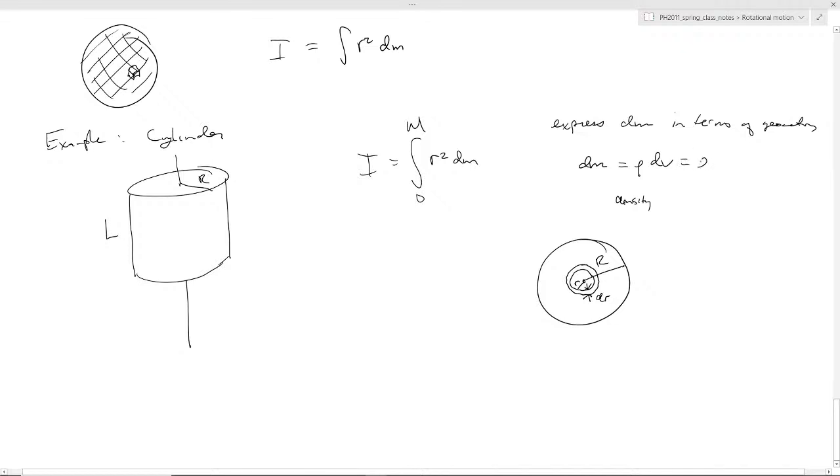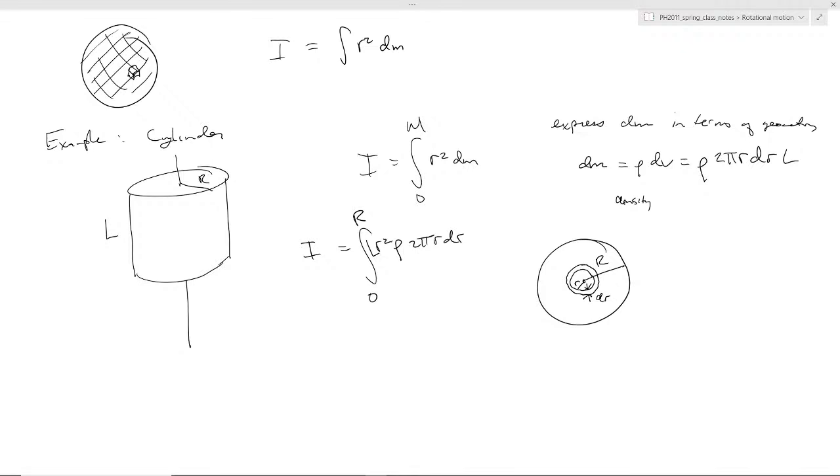So what this becomes is rho times the circumference, which would be 2 pi r, times the thickness, dr. And technically this thing has length too, so there would be a factor of L. So we can write dm in terms of dr. Notice also that if we want to integrate over the whole mass, instead of from 0 to M, our integral becomes from 0 to capital R. And then this becomes r squared rho 2 pi r dr. Let's move our L up here because it's a constant.